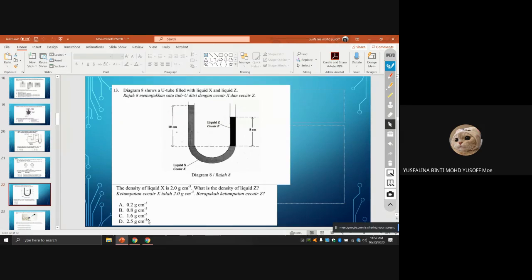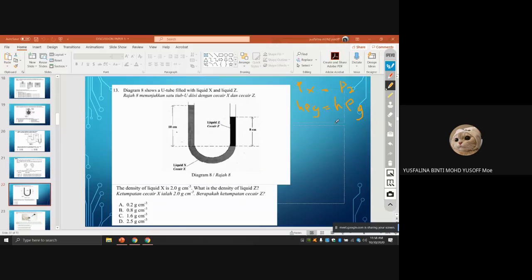Alright, for number 13, so diagram 8 shows a U-tube filled with liquid X and liquid Z, right? So the density of liquid X is 2.0 g cm^-3. So what is the density of liquid Z? So at this time we assume both sides have the same pressure. Okay, so that means you can use the formula h rho g equals h rho g. So for X equals Z here. Px is equal to Pz.